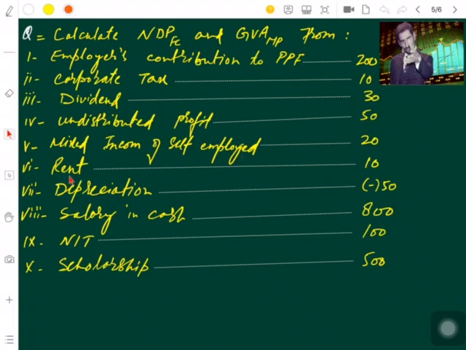Rent is a part of income from property, which is a part of operating surplus. Depreciation will be required to make gross and net concept. Salary in cash is a part of compensation of employees. NIT is net indirect tax, and scholarship is a type of transfer payment, but we do not require it here since we have to calculate NDP. So transfer payments are not to be included. Only those payments are to be included which are earned or provided after rendering or providing productive services. So how we will do it? First of all, let me minimize it.